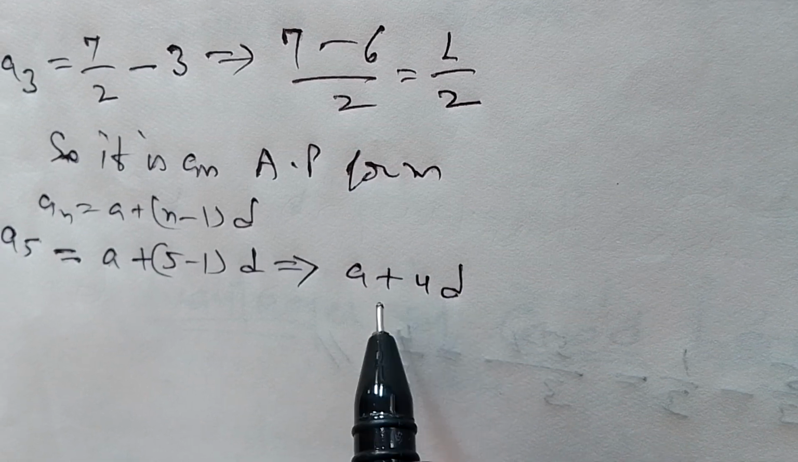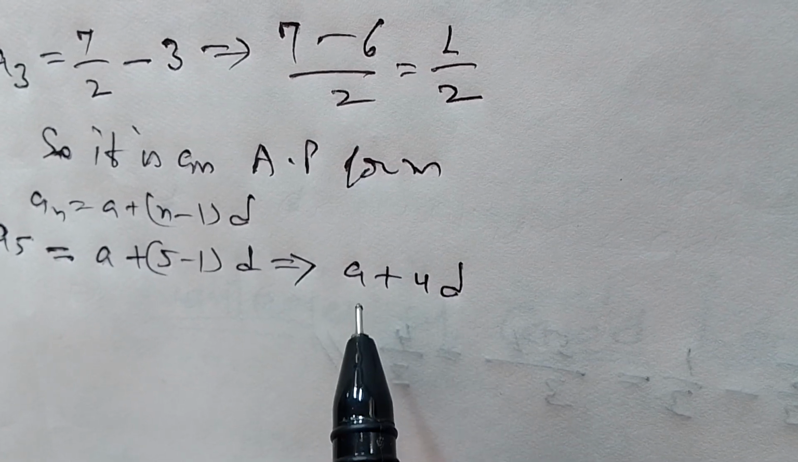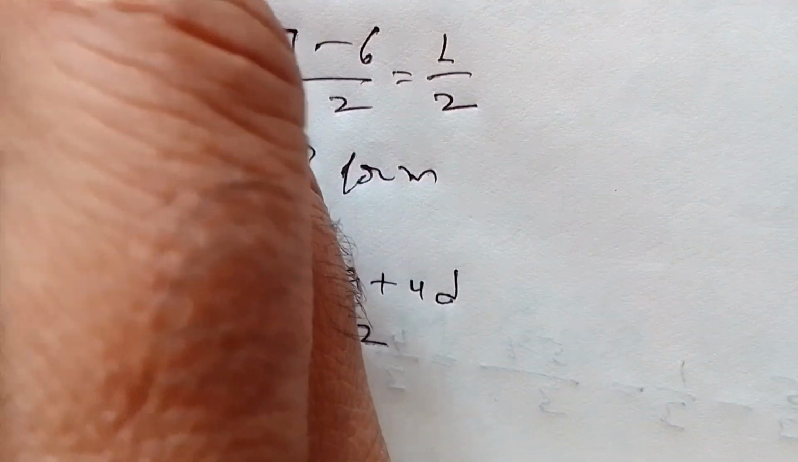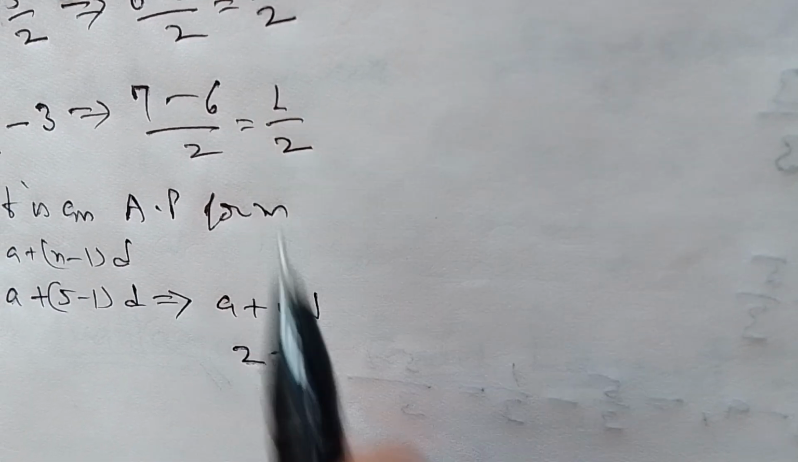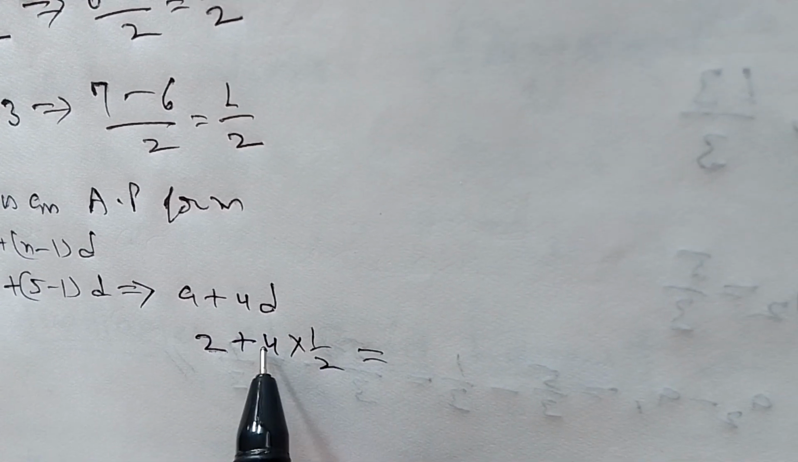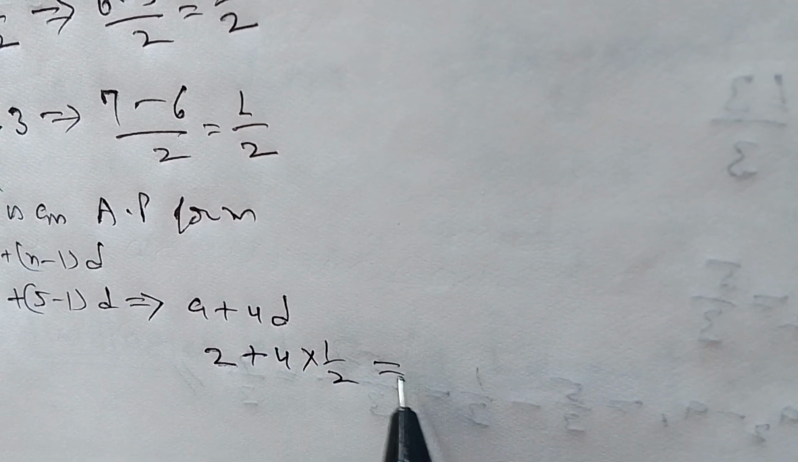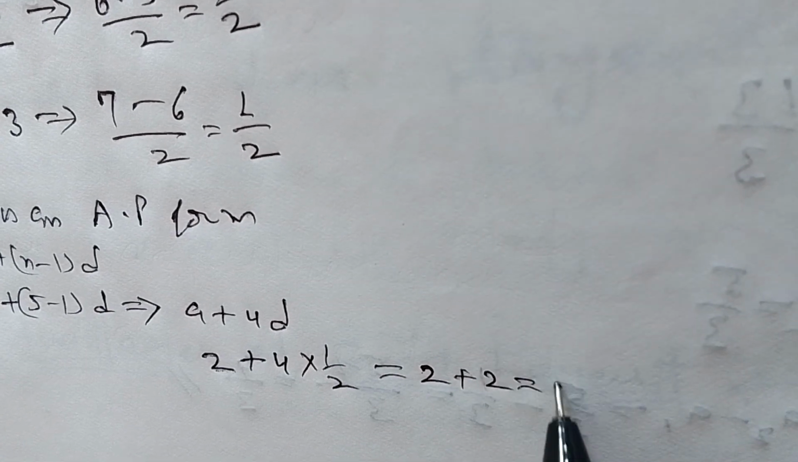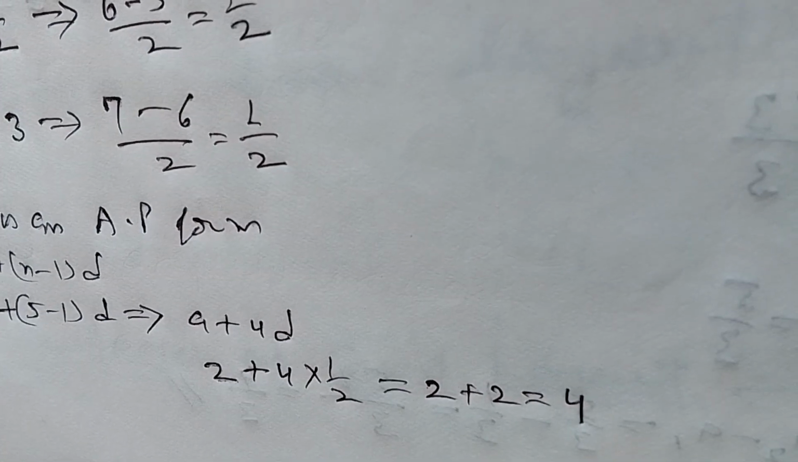By inserting the values, a is given as 2, plus 4 times the common difference we have already calculated, which is half. So 4 is cancelled with 2, and it remains 2. So 2 plus 2 comes out to be 4. So this is the fifth term.